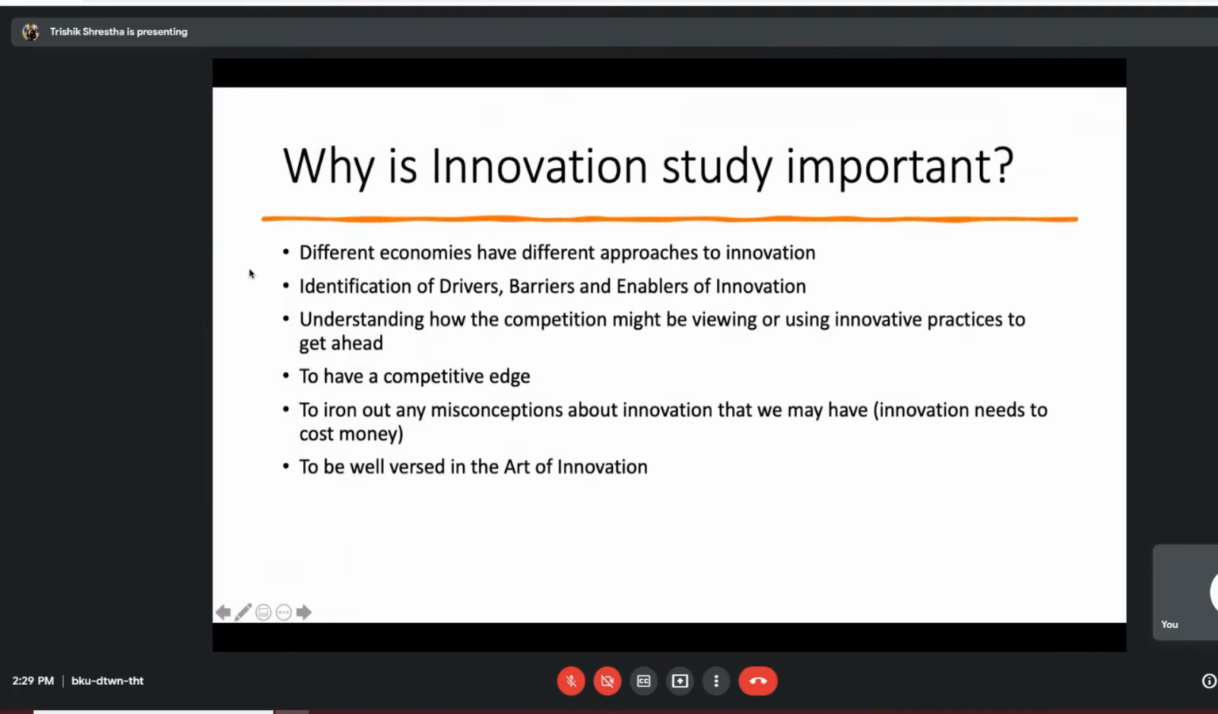So the next point is we need to study innovation because we want to iron out any misconceptions about innovation that we may have. I just said one earlier on, that innovation needs to cost money. Well, it is not important that in order to innovate, we need to spend lots and lots of money. That is where the topic of micro innovation comes in.